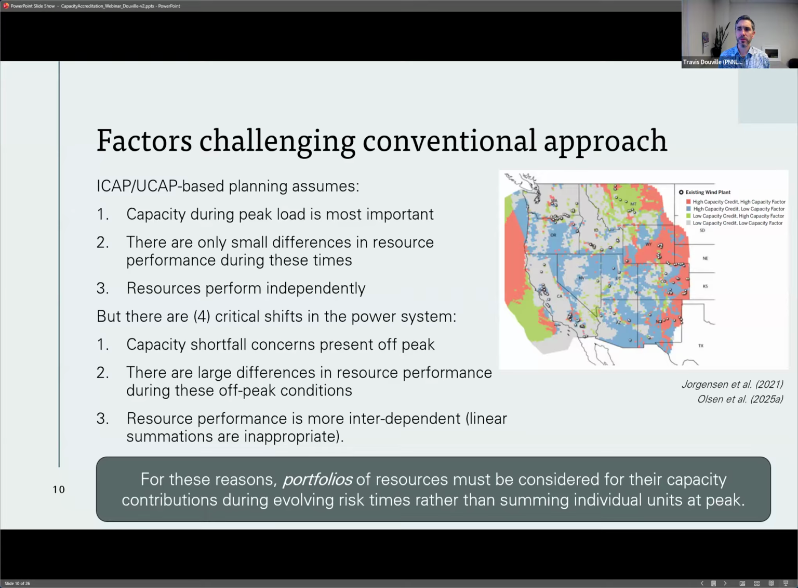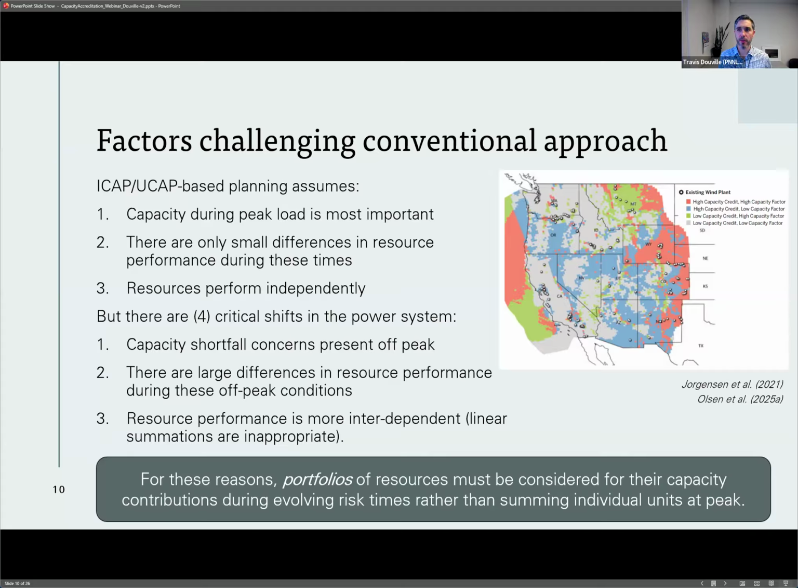Third, it assumes that resources perform completely independently. This assumption made sense when you had thermal generation that wasn't linked to the weather as much as generation and demand are now. But we've also seen extreme weather bring correlated outages, even in this thermal generation fleet, on some systems, and more on that later. So these assumptions, while they were valid for a time, are not accurate enough for the systems that we have today.